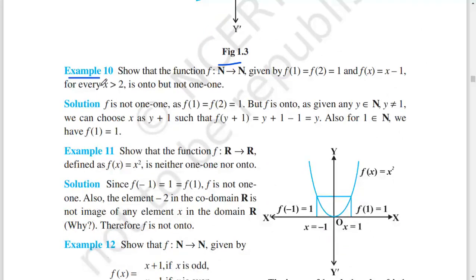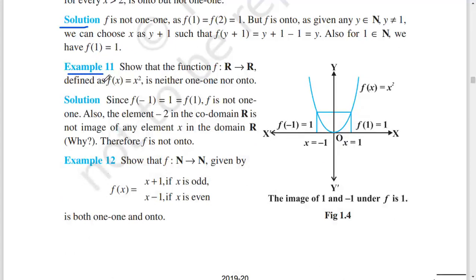Example 10. Show that the function f from N to N given by f(1) equal to f(2) equal to 1 and f(x) equal to x minus 1 for every x greater than 2 is onto but not one-one. Solution. f is not one-one as f(1) equal to f(2) equal to 1, but f is onto as, given any y belonging to N, y not equal to 1, we can choose x as y plus 1 such that f(y plus 1) equal to y plus 1 minus 1 equal to y. Also for 1 belonging to N, we have f(1) equal to 1.